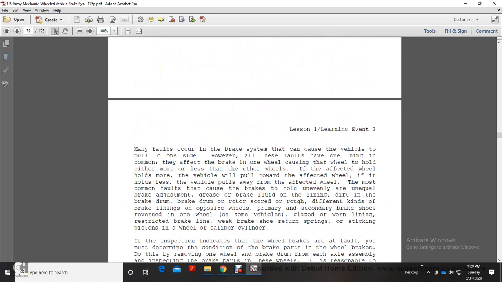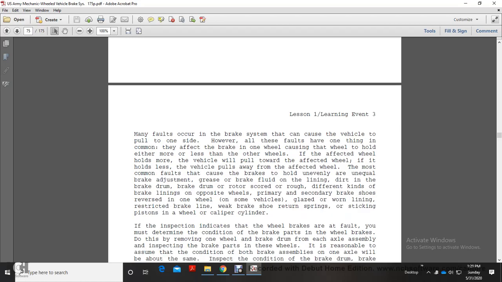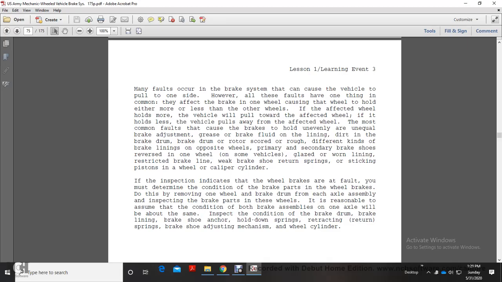Many faults in the brake system can cause the vehicle to pull to one side. However, all the faults have one thing in common: the effect is that the brake at one wheel holds either more or less than the other wheels. If a wheel holds more, the vehicle pulls toward the affected wheel. If it holds less, the vehicle pulls away from the affected wheel.